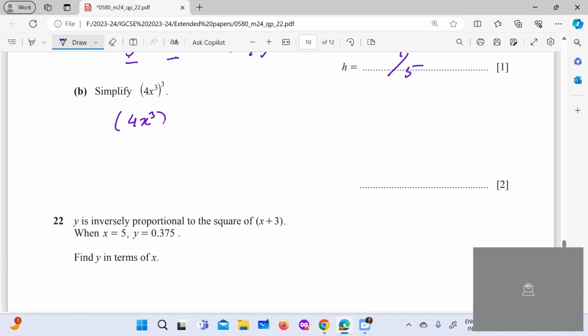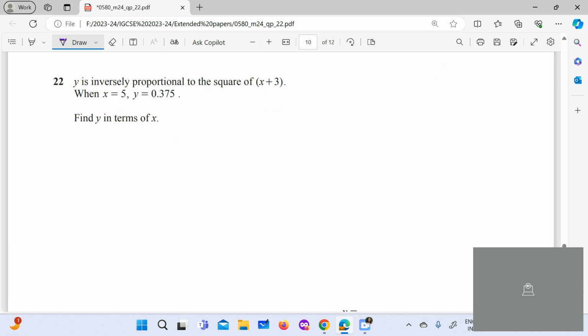4x cubed and whole cubed. So now you see that 4 will be cubed and x cubed will also be cubed. So you will get 4 times 4 times 4, 64, and x to the power of 9. So your answer is 64x to the power of 9. Don't forget to put this power to all the terms inside the bracket.